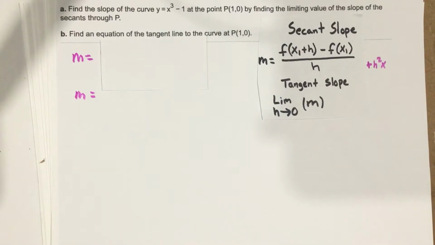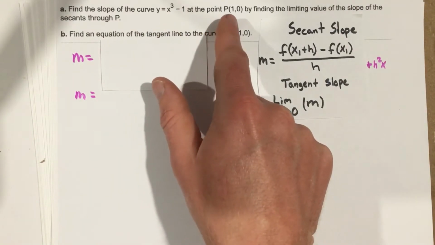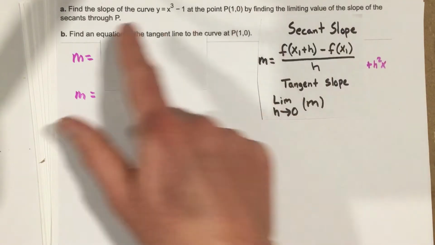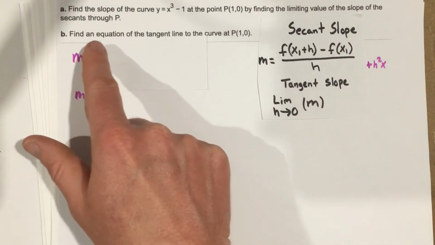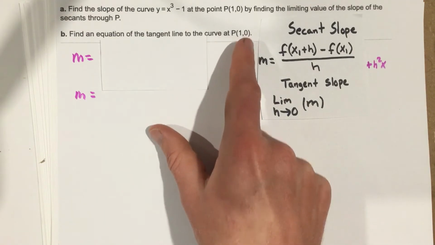This is problem number 6 for section 2.1. It says find the slope of the curve y equals x cubed minus 1 at the point P(1, 0). By finding the limiting value of the slope of the secant through P, find an equation of the tangent line to the curve at P(1, 0).